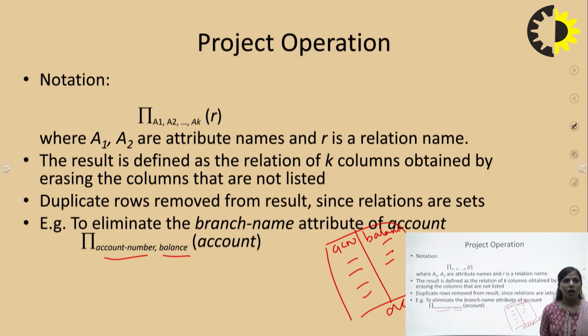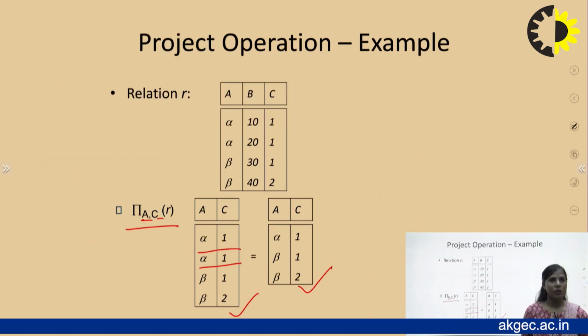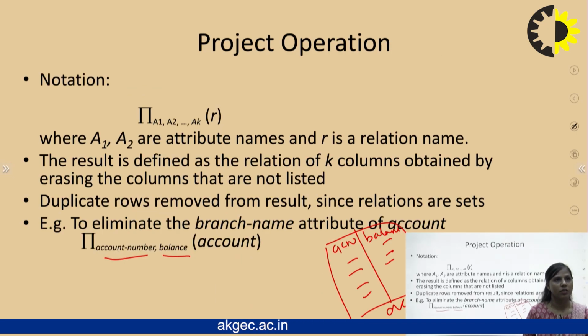So this is how the projection part works. We can eliminate the other tables. Over here they have eliminated the branch name, they don't need any branch name, so whichever columns we want to see, that's why we can use this. And in the projection part, duplicate rows are removed from the result. Like in the previous example we had seen, these are the duplicate rows, so we have eliminated them from the result. So this is how the project operation works.